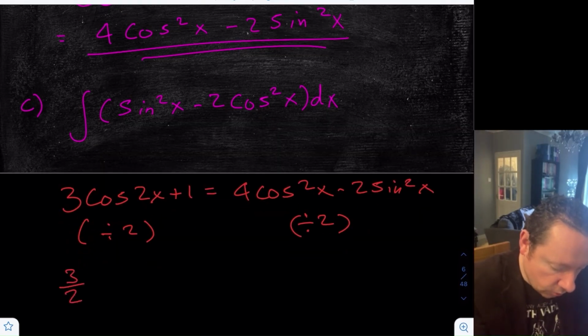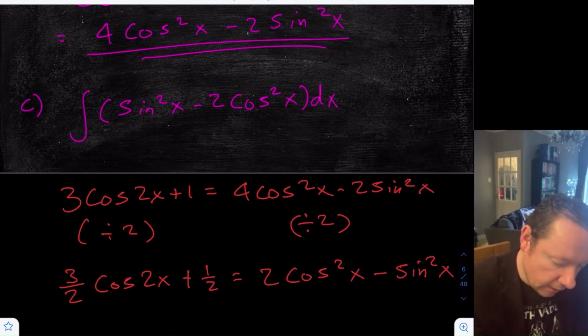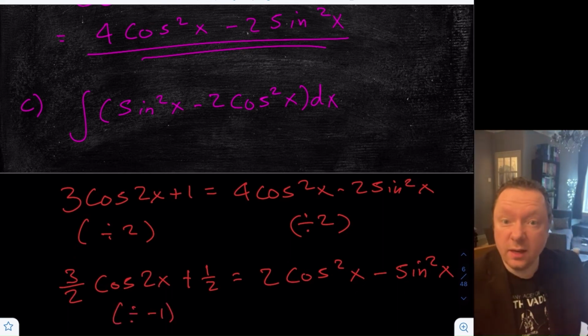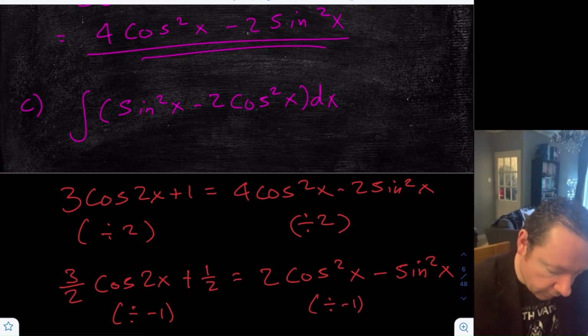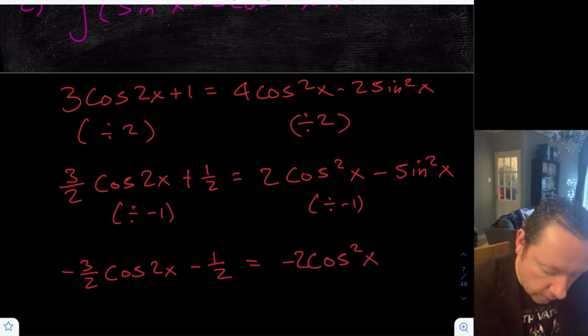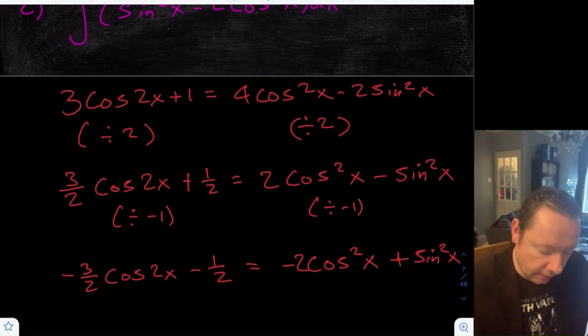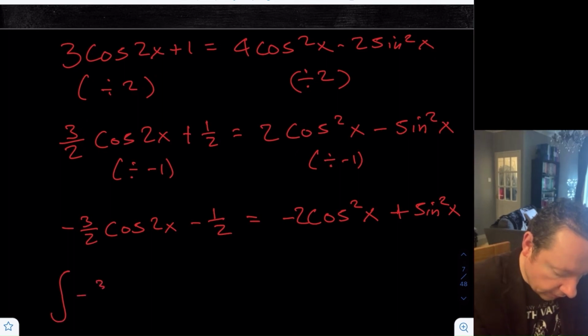We would get 3 over 2 cos 2x plus a half equals 2 cos squared x minus sine squared x. But this is the opposite signs on here. So if I then divide through by minus 1, or move everything to the left hand side, I suppose, there's another way to think of it. Then you get minus 3 over 2 cos 2x minus a half equals minus 2 cos squared x plus sine squared x, which is exactly what I'm trying to integrate. So if I can integrate my left hand side, my integral becomes the integral of minus 3 over 2 cos 2x minus a half dx.